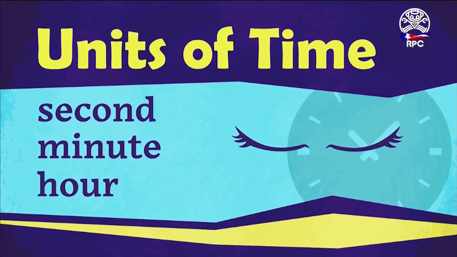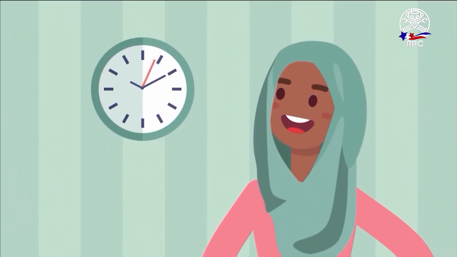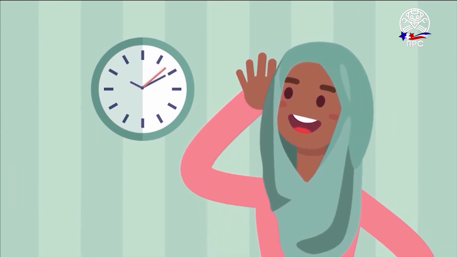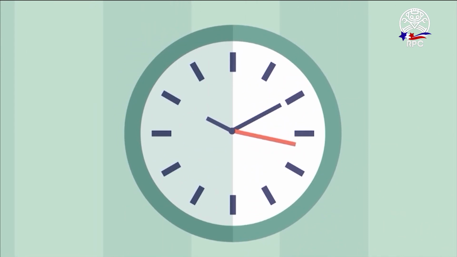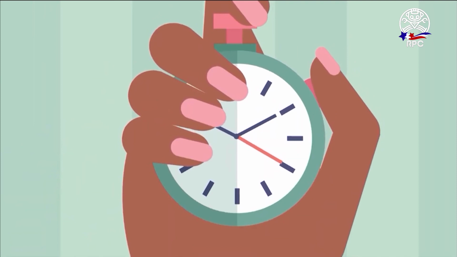The time it takes you to blink your eyes is about 1 second. If you have a clock in your home that ticks, you can hear how quickly seconds pass. Each tick of the clock is 1 second. The second hand on a clock shows the seconds passing. Stopwatches and some other timers also count seconds.